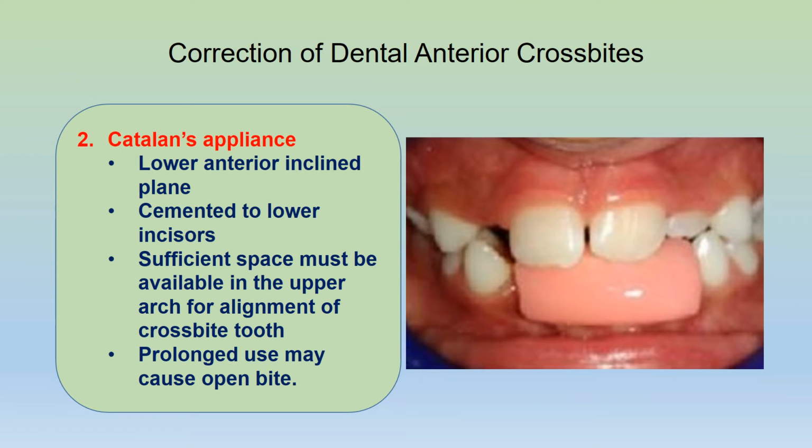Another way is to use a Catlan's appliance. This is basically a lower anterior inclined plane, and it's cemented to the lower incisors. For it to be successful, sufficient space must be available in the upper arch for alignment of the crossbite tooth. Caution is required, as prolonged use of this appliance may cause an open bite.